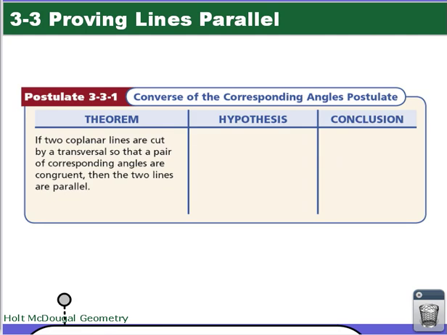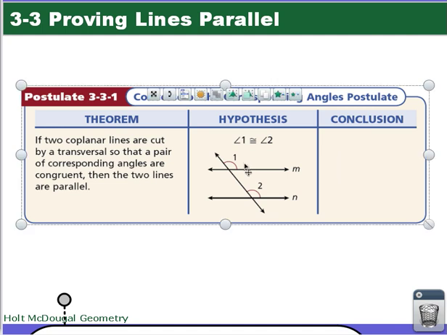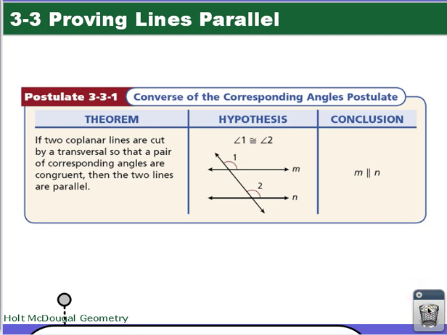So we have a theorem today, which is a converse of the corresponding angles postulate. It states if two coplanar lines are cut by a transversal so that a pair of corresponding angles are congruent, then the two lines are parallel. This is a converse, as it states, from what we worked on in the last lesson. So our hypothesis, we're given two angles are congruent. Here we show angle 1 and angle 2 are congruent, which now tells us our conclusion is that our two lines M and N are parallel.